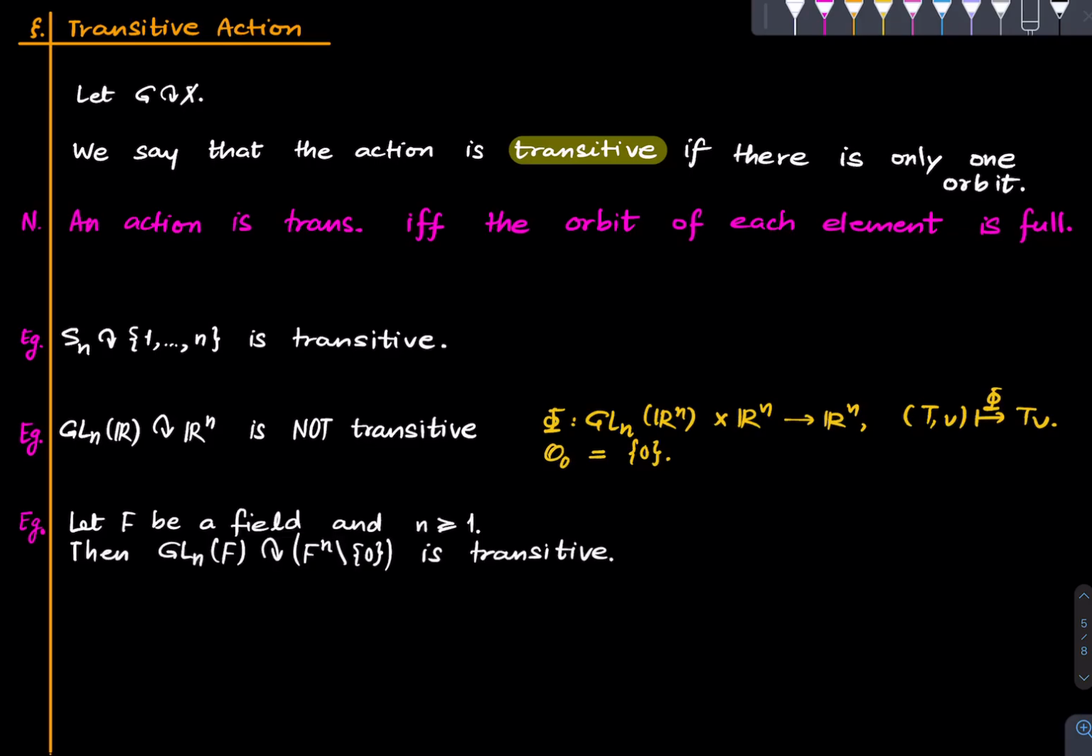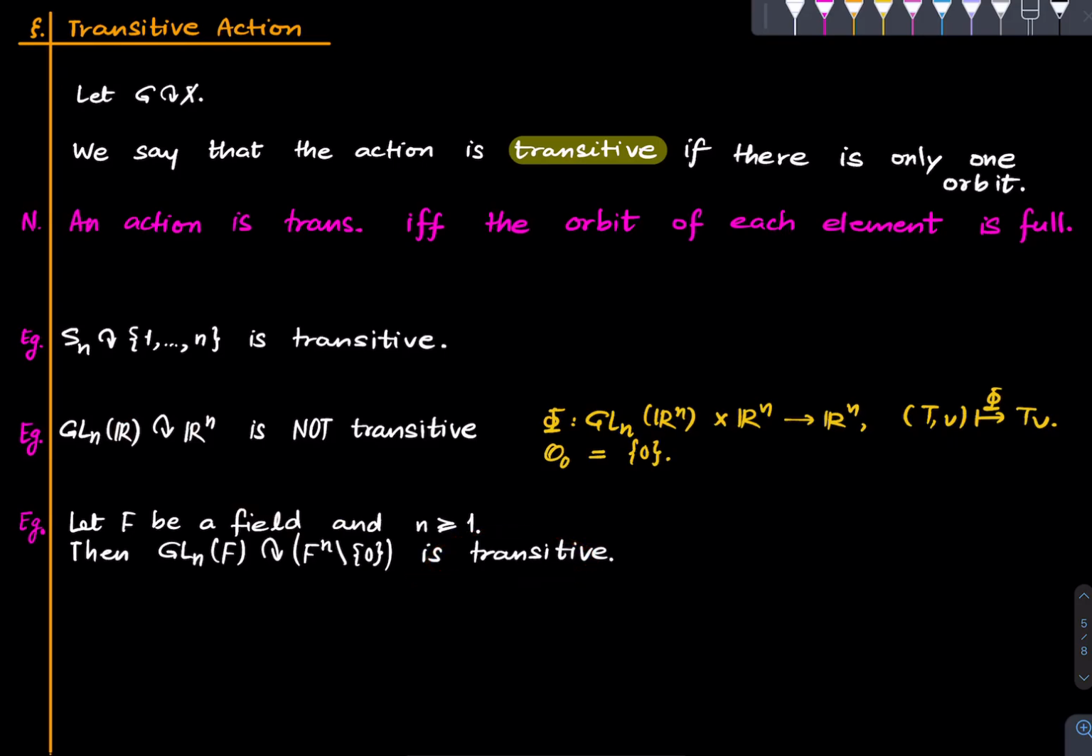But if you throw away the origin, so fix a field, it could be real, complex, rational, whatever, finite field, doesn't matter, then this guy acts transitively on that guy, meaning this action is transitive. So first of all, we need to actually see that this is indeed an action. And that is clear because a non-zero vector will go to a non-zero vector under an invertible linear map. So this big action, just replace R by F, restricts to this action. Okay, and this is transitive. The reason is very simple.